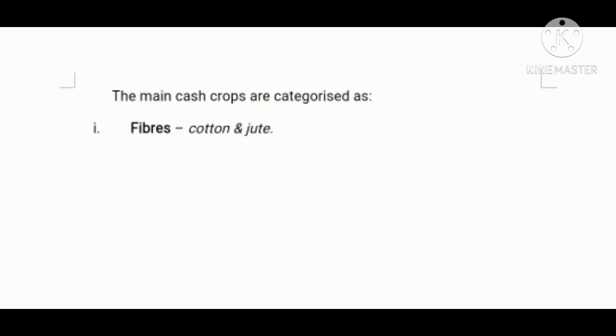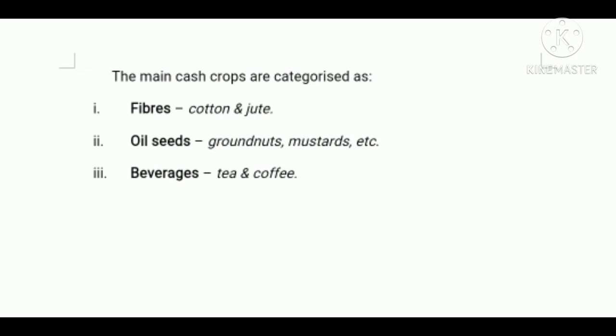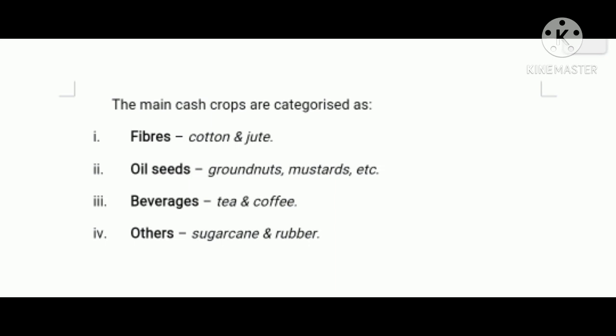The main cash crops are categorized as, firstly, fiber crops, which include your cotton and jute; secondly, oil seeds, which include your groundnuts, mustards, etc.; thirdly, beverages, which include your tea and coffee; and fourthly, others, which include sugarcane and rubber.